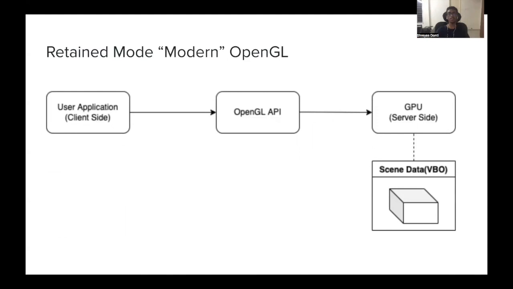In modern OpenGL, all of this data is stored on the GPU and can be transmitted to a simple function, which is glDrawArrays or glDrawElements. You can see here in the diagram, the scene data is stored on the server side rather than the client side, and it's stored in a VBO.